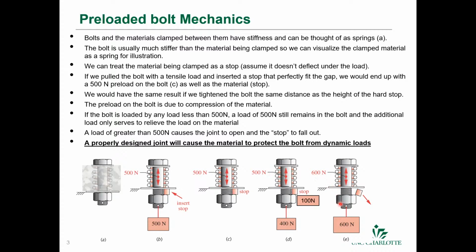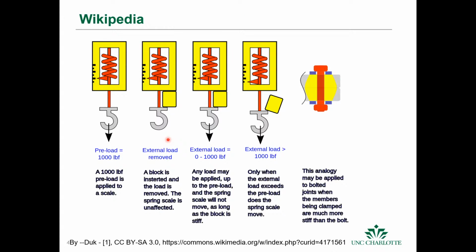So if you increase that to over the preload, then of course you'll get it to elongate and it'll pop off. Okay? So these are the subtleties of what's happening in a joint. There's another illustration. This is from Wikipedia. Basically says the same thing in a little bit different words.